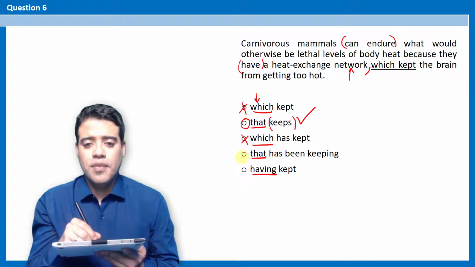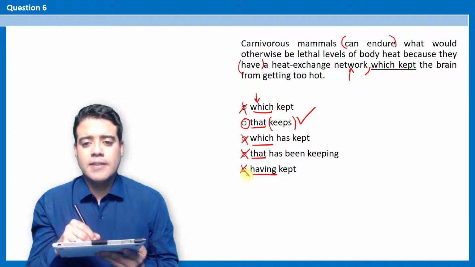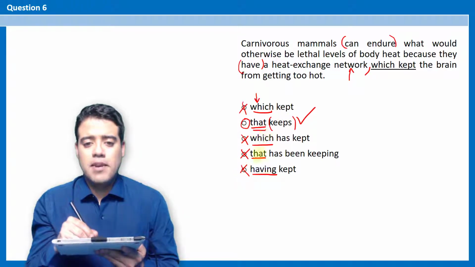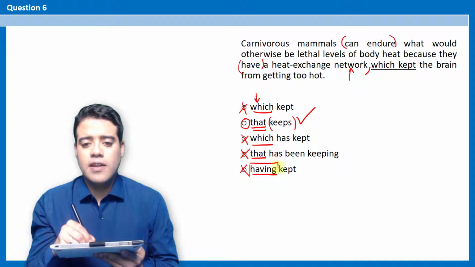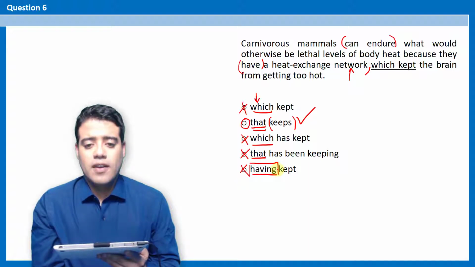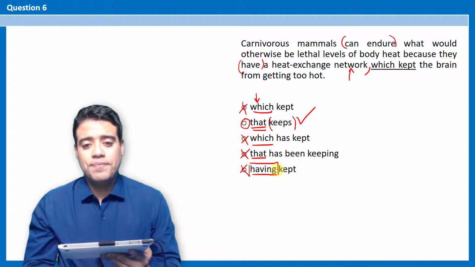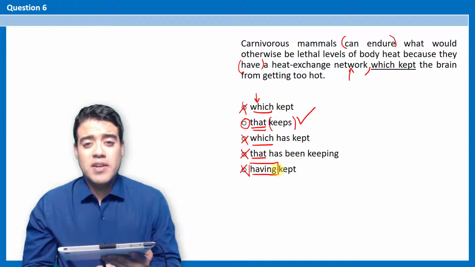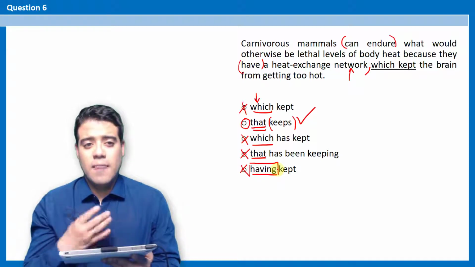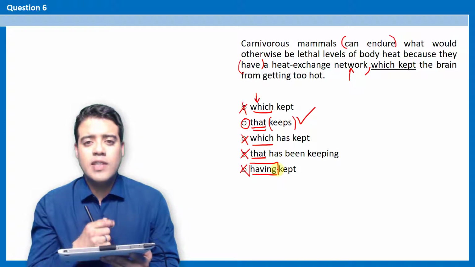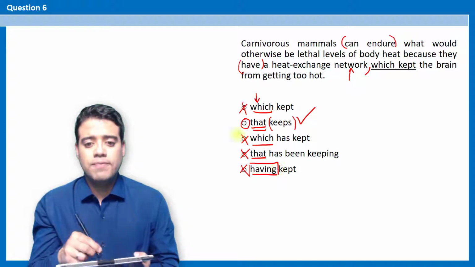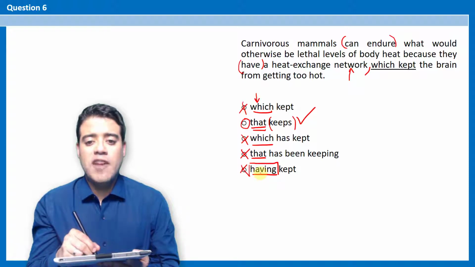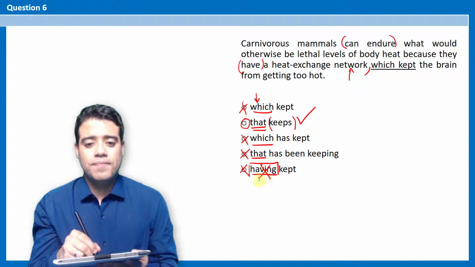Look at number 4. It's worthy. That has been keeping. You don't need to emphasize that something is happening. Having kept is also incorrect. You keep that. Be careful with having. The word having is also very tricky. It's called the perfect gerund, and it represents, similar to because, the cause of an effect. And we will see this in a more advanced lesson eventually. But as a general rule, when you see having, eliminate it.